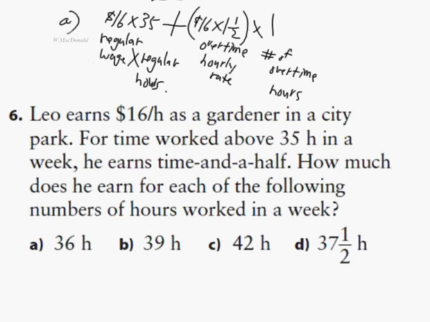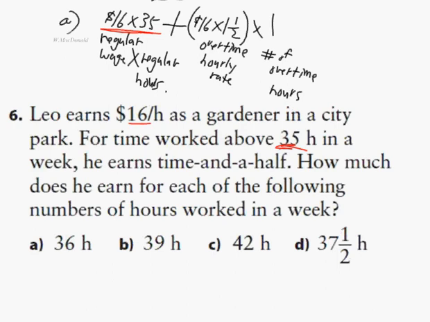Question number 6 says Leo earns $16 an hour as a gardener in a city park. For time worked above 35 hours in a week, he earns time and a half. How much does he earn for each of the following numbers of weeks worked? So if you look up top here for A, I gave you a hint. This one right here, 16 times $35. Since every hour 35 or under, he makes 16 bucks an hour.